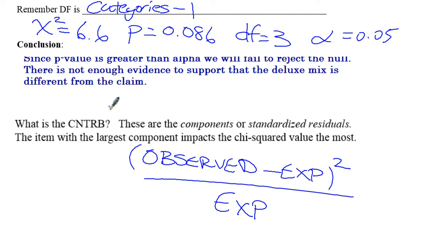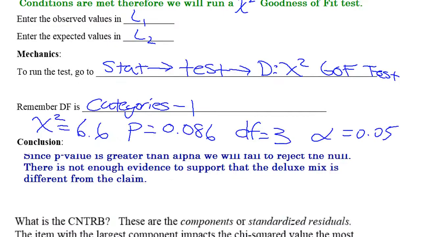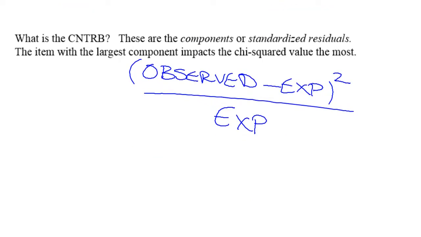So this idea of CNTRB, these are the components. In other words, they're kind of like a residual. We calculate that for each individual cell. So the idea is that we have a count for cashews and then an expected count. And we're finding what is the difference between those counts. And if you recall when we did scatter plots, this was called a residual. But we had positive and negative residuals, but then we always squared it, our R squared value. So same thing happens here. We have to square it to deal with the negatives. So to calculate each of those things individually, we do the observed minus the expected squared, and then we divide it by the expected value.